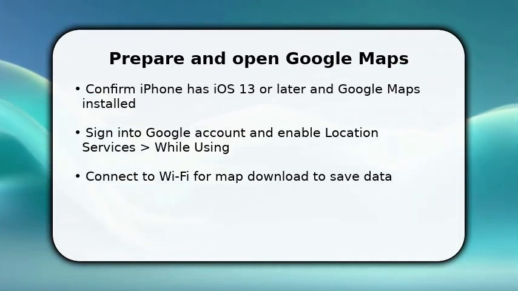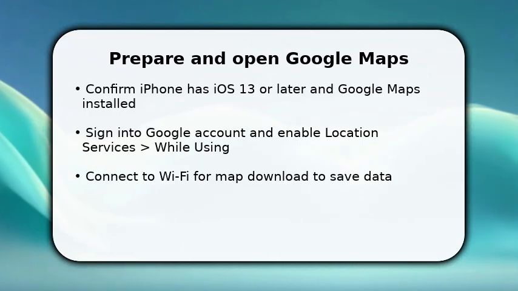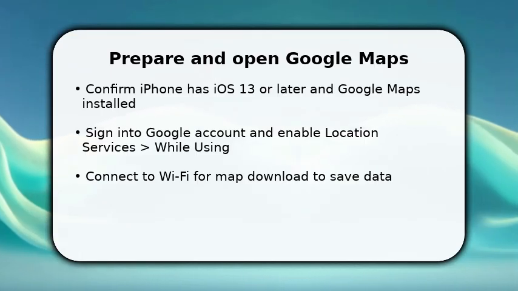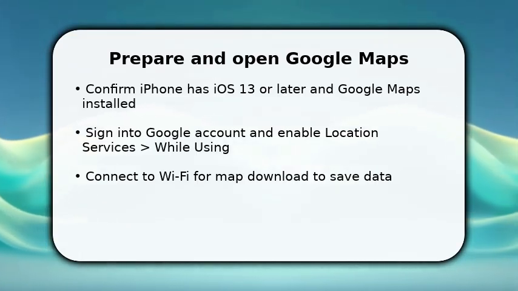Large areas consume data. Tap the place name or area, then press the three-dot menu or area card. This reveals the download map option. This immediate step creates the offline region you'll refine.